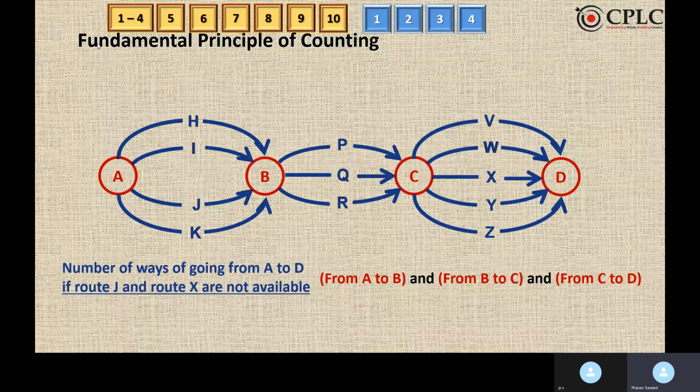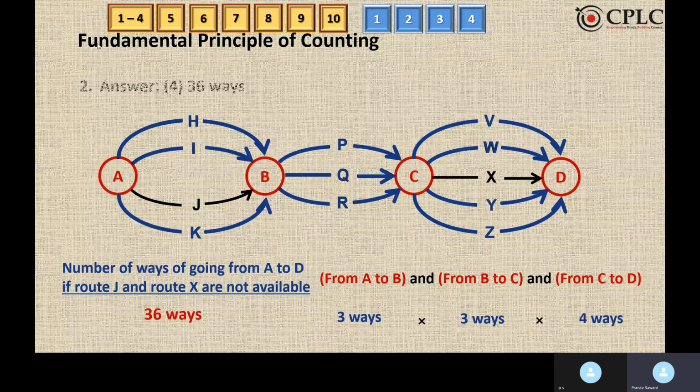Second question said number of ways of going from A to D if root J and root X are not available. That means we have to skip the roots which are not available. So from A to B there are only three ways. From C to D there are only four ways, and from B to C there are normal three ways. So 3 into 3 into 4, that's 36. 36 ways is the answer.